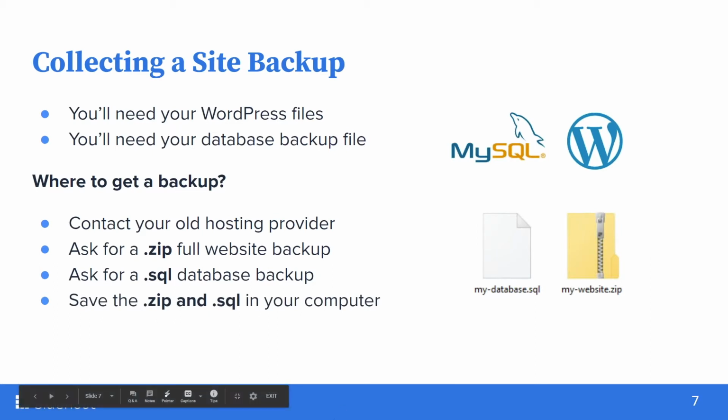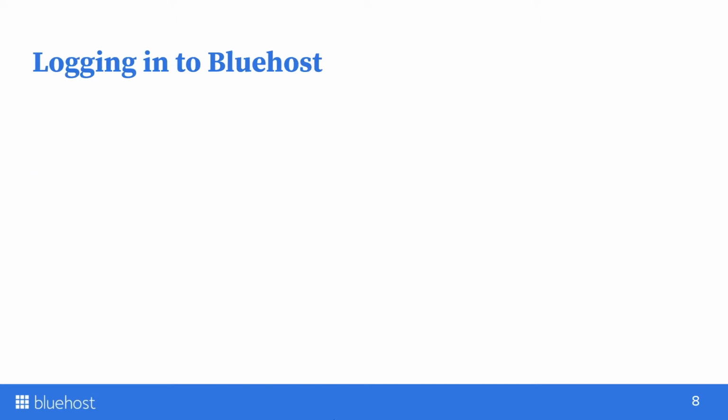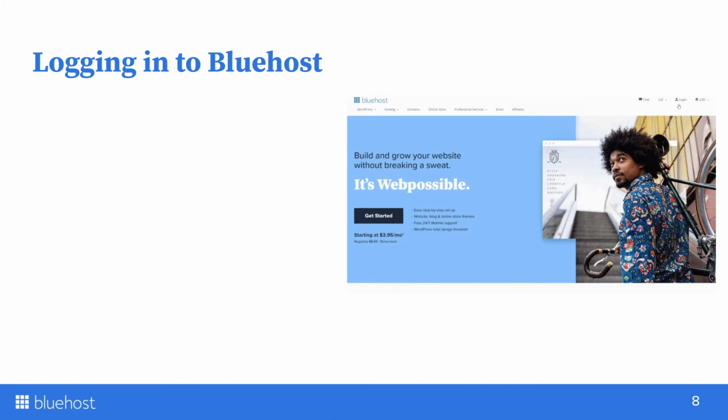Once you get these files from your old hosting provider, save them to your computer. Once you save them, take note of where you saved them, either on your desktop or maybe your downloads folder, wherever you've saved them, because you'll need to reference that later as we continue through the steps here, okay? So let's move on. After you've collected the database and the website files, we're going to be logging into your Bluehost account.